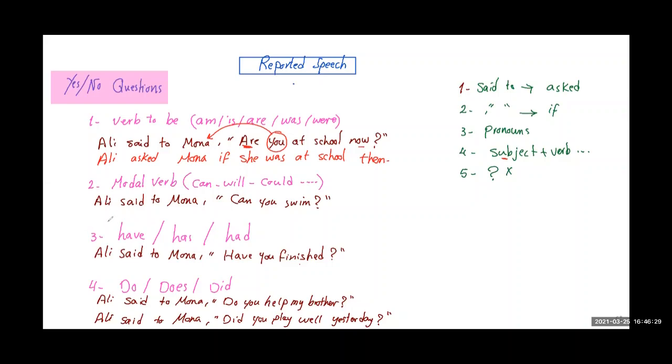Number two, Ali said to Mona, can you swim? Ali asked Mona if she could swim. Excellent. Okay, thank you. Now let's move to number three.